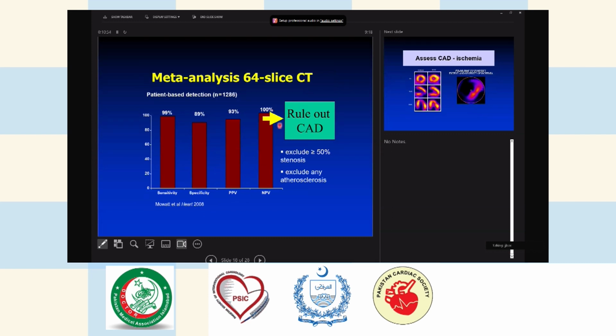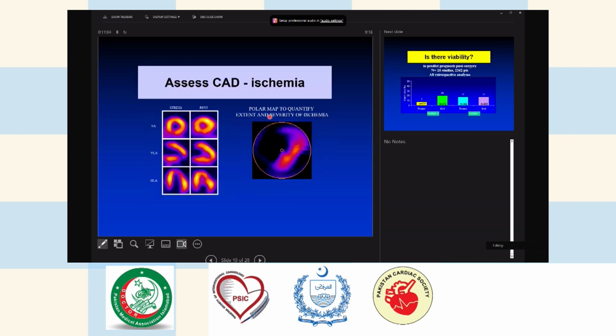The CT scan is super good for ruling out. If there is no stenosis, if there is no atherosclerosis, that means you have no coronary artery disease. Assessing coronary artery disease, the next step is that you look for ischemia. If there is atherosclerosis, if there is a stenosis, you can do an invasive FFR.